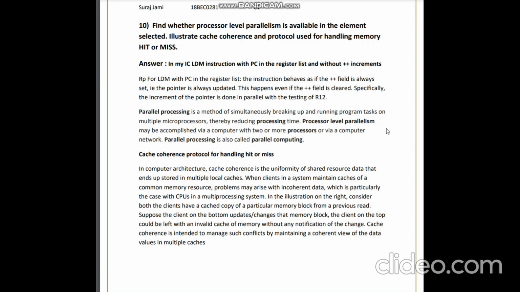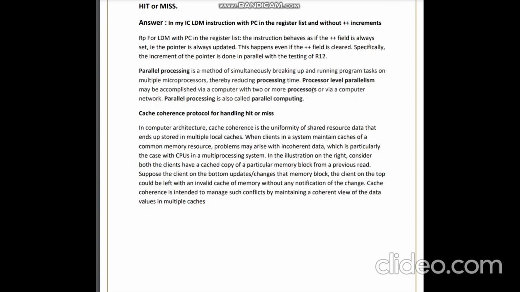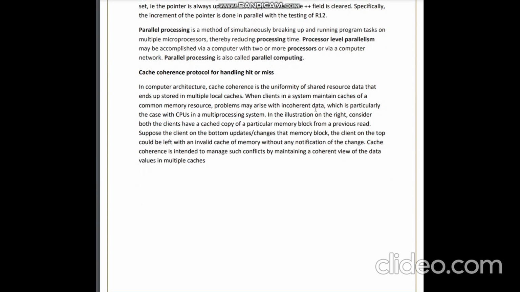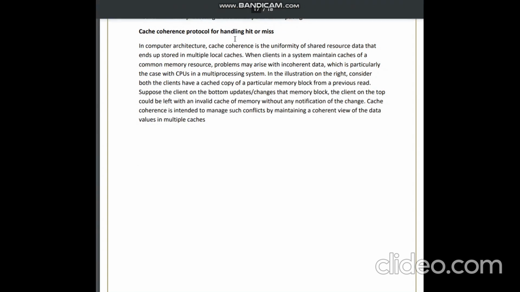Parallel processing is a method of simultaneously breaking up and running program tasks on multiple processors, thereby reducing the processing time. Processor level parallelism may be accomplished via a computer with 2 or more processors. Parallel processing is also called parallel computing. Cache coherence protocol for handling hit or miss: it is the uniformity of shared resource data that ends up stored in the local caches.